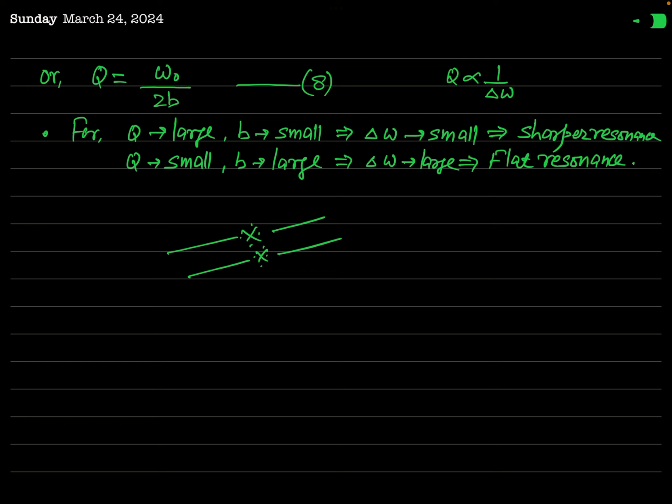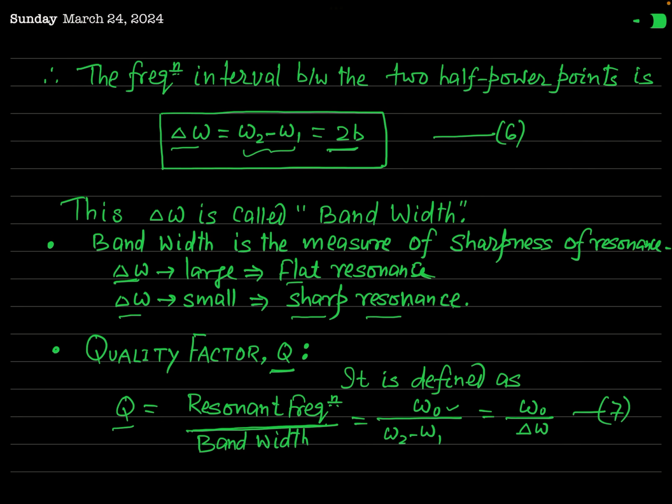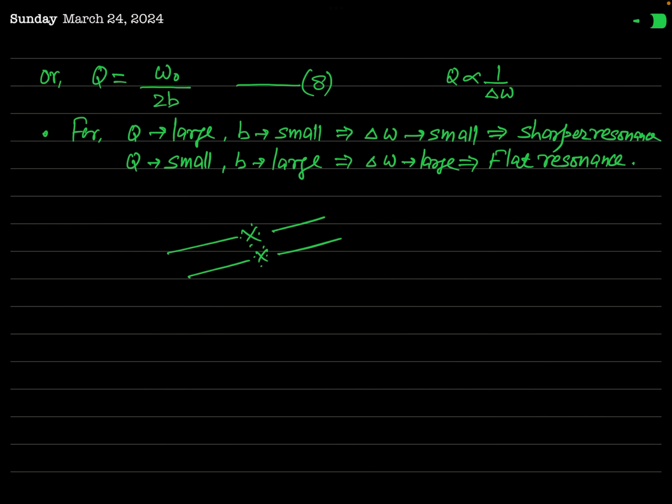And as you have seen, this bandwidth is equal to 2b. So you can also say that the quality factor in this condition is omega naught over 2b. If you want to see the variation of this quality factor with the damping coefficient, you can say that Q is inversely proportional to b.